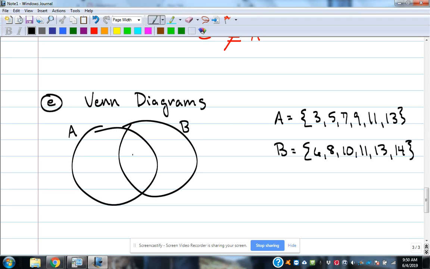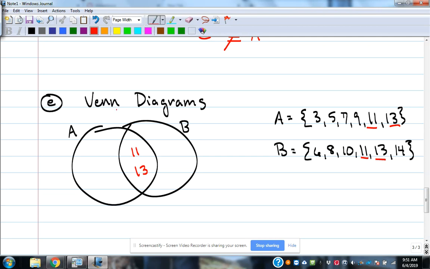That is correct. The numbers that are in both A and B. So for this one, 11 and 13 are in both of those. So 11 and 13 go in the football shape in the middle, or in the overlap. The correct mathematical term for that is the intersection of those two.